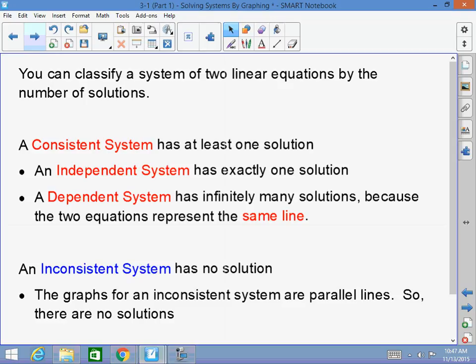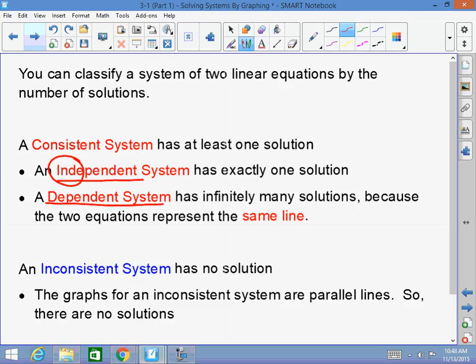There's what's called consistent systems and inconsistent, okay? Consistent means that there's at least one solution. If you have what's called a consistent independent system, an independent system has only one solution. How can you remember that? Think of independent, individual, one individual solution. It's when you have exactly one solution. Dependent systems, okay, has infinitely many solutions because the two equations represent the same exact line.